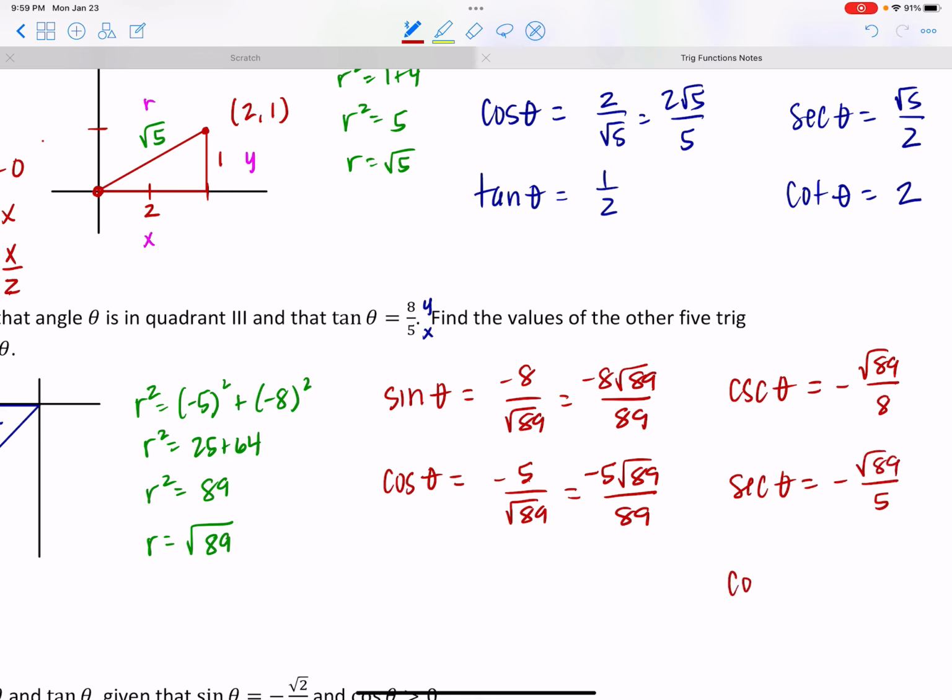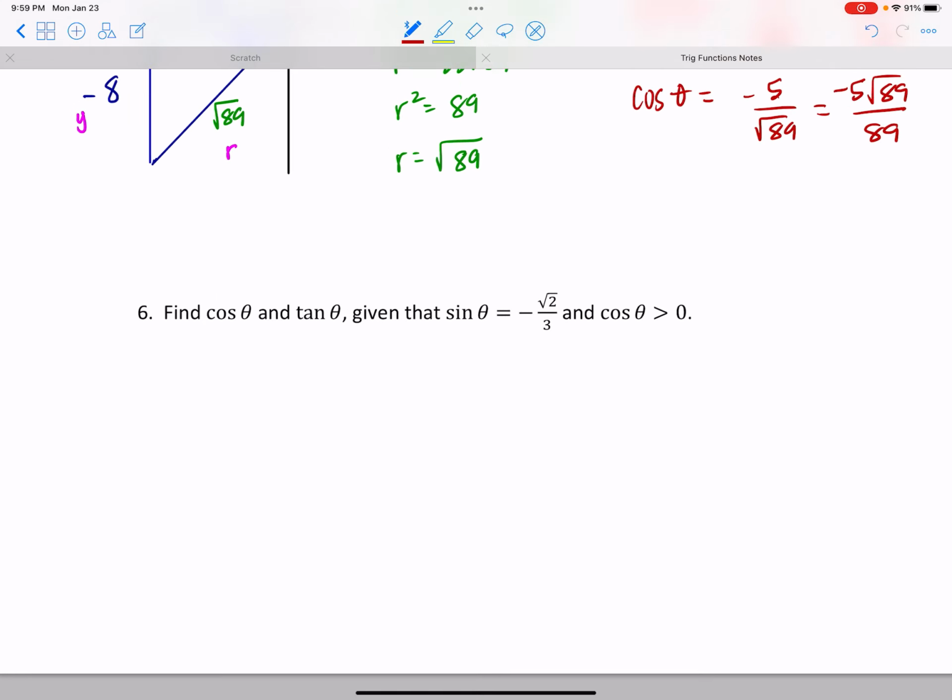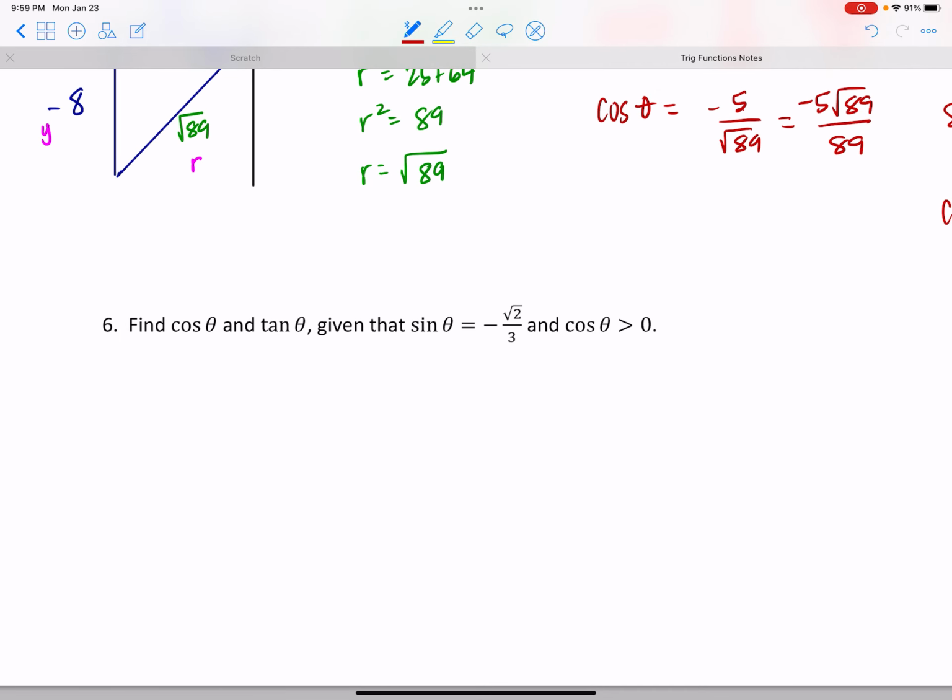And then cotangent, the reciprocal of the tangent that we were given, would be 5/8. Okay, so we've got one left. And again, if you are feeling pretty confident, you think you can handle this, then pause the video and give it a shot. Otherwise, again, we have the same thing we're trying to find.